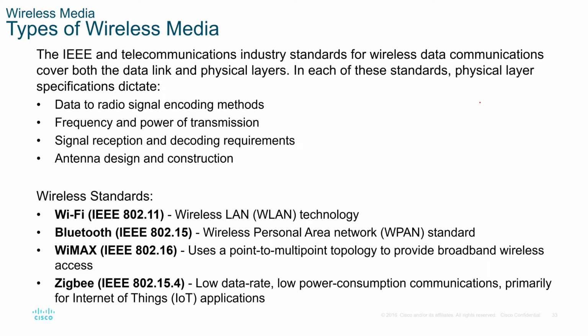Some of the wireless standards: the IEEE 802.11, and under the 802.11 you have A, B, G, N, AC, AD, and others. Bluetooth is the IEEE 802.15 or a personal area network. WiMAX is 802.16, and that uses a multi-point topology to provide broadband wireless access. And Zigbee, 802.15.4, very low data rate, low power consumption communications, part of the Internet of Things.